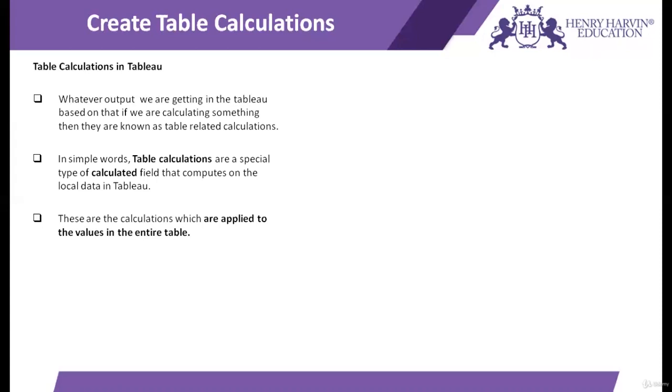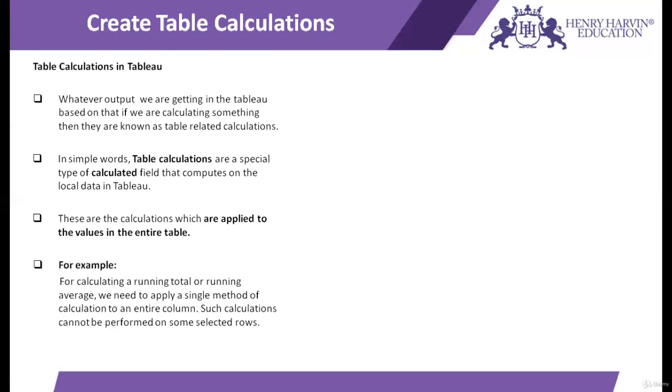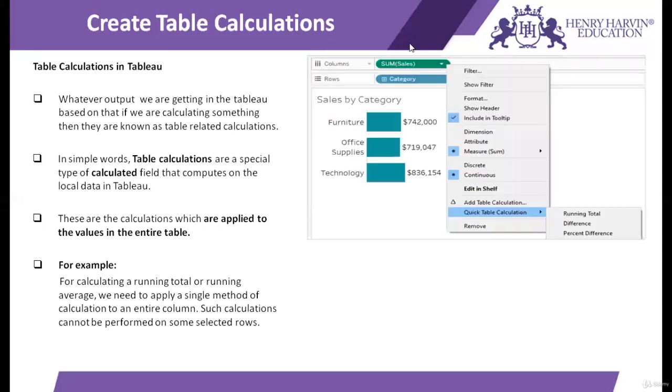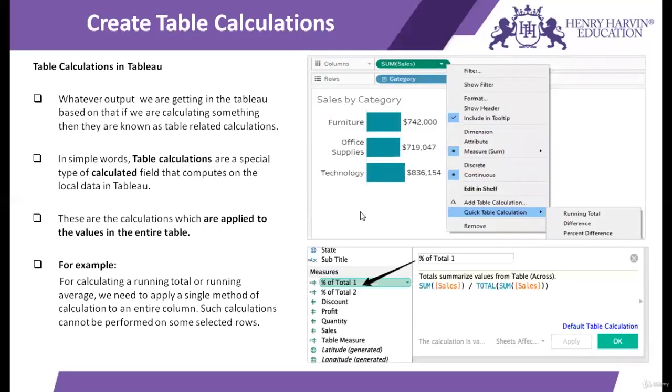So if I perform any operation on this field C, then that operation is known as a table related operation, because that calculation is performed on the output of Tableau, that is, the output of the operation performed on the fields A and B. So you'll understand it better when we see this table calculations part in the Tableau workbook in action.